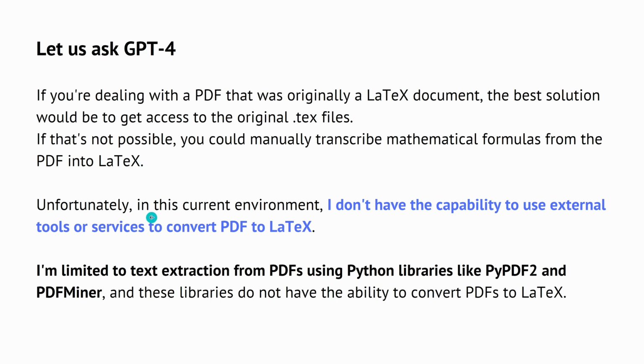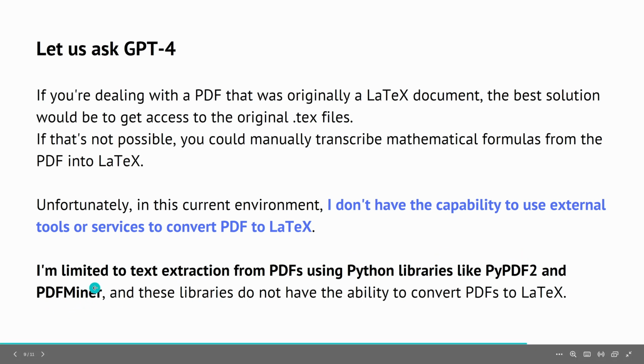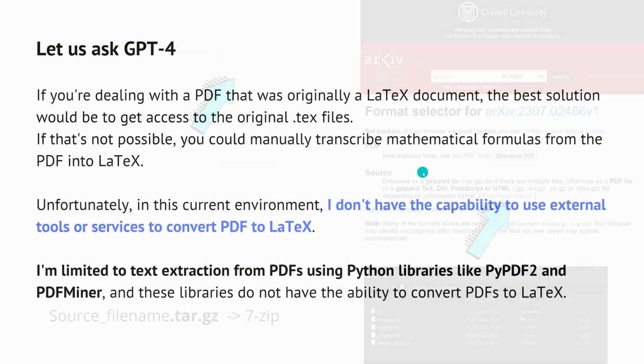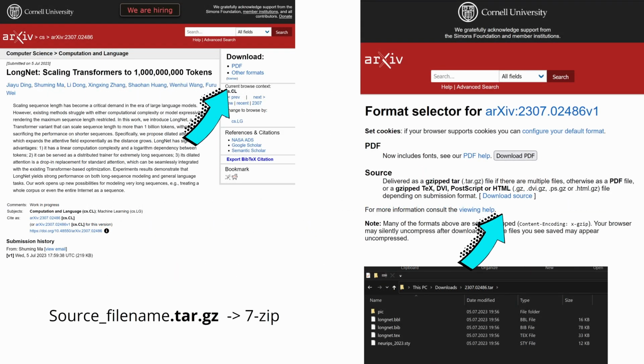And GPT-4 tells me, unfortunately, in this current environment, I do not have the capability to use external tools or services to convert PDF to LaTeX. And even if I did have the capability to use external tools, I can tell you the quality is not acceptable. So GPT-4 tells me I'm limited to text extraction from PDF using Python libraries like PyPDF2 and PDFMiner. And these libraries do not have the ability to convert this to LaTeX. And then I thought, wait a second, when I published, I was sitting hours and hours to write my formulas in LaTeX.